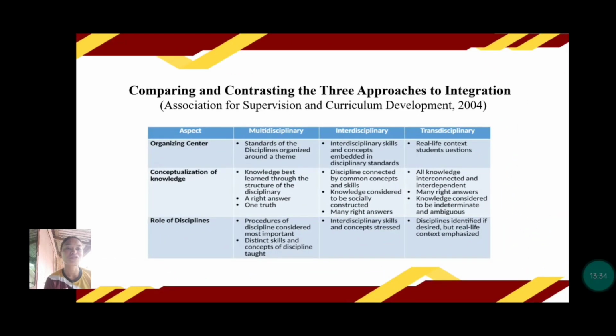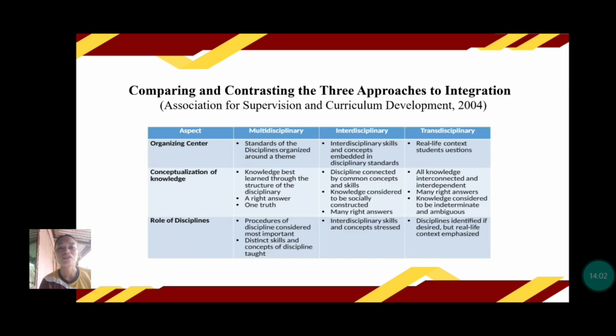Now let's move on to comparing and contrasting the three approaches to integration. In the organizing center aspect, in multidisciplinary, some standards of the disciplines are organized around the theme, while in interdisciplinary, skills and concepts are embedded in disciplinary standards, while in transdisciplinary, real-life context and student questions.